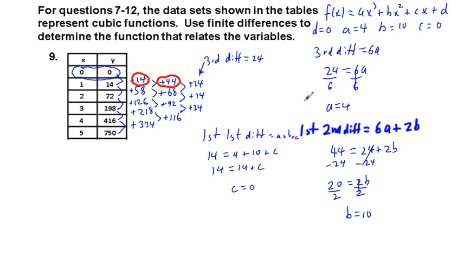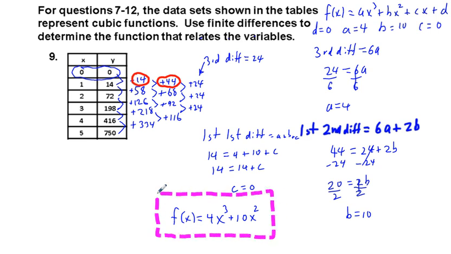So what is our equation here? Well, we have f of x equals ax cubed. So we have 4x cubed plus 10x squared. And we have 0x, because c is 0, plus 0. So this is going to be our answer for number 9.